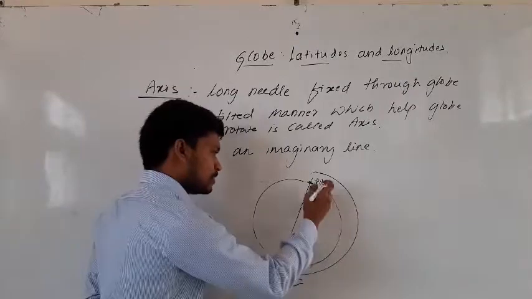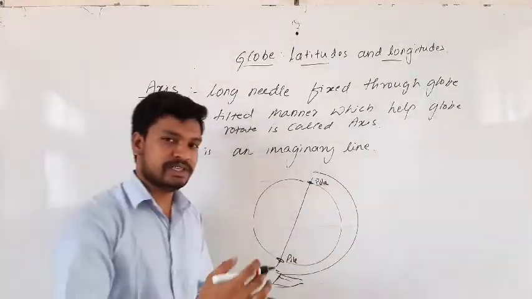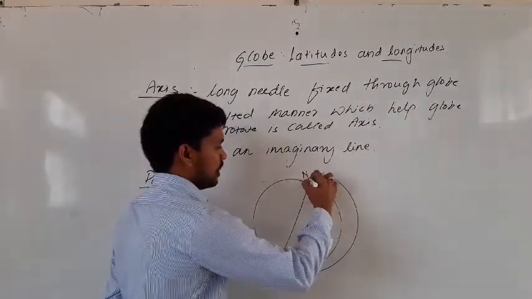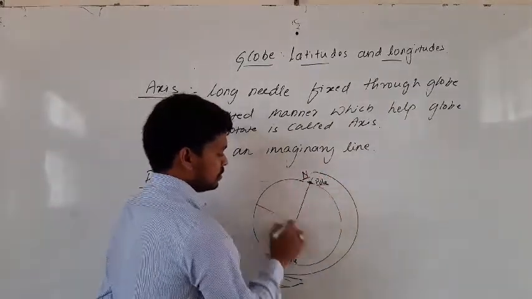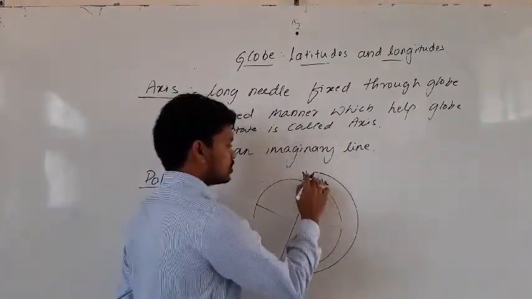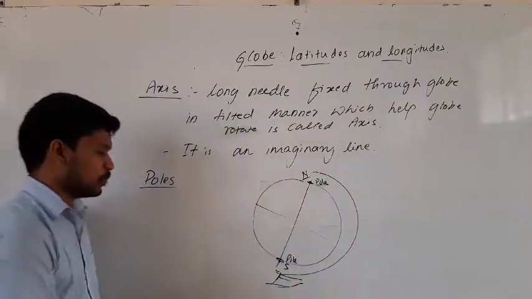Is that clear? So we have a name for each pole, according to the directions. Yes, it's the North Pole. Why? Because it is in the northern direction. So there is a northern hemisphere and a southern hemisphere. The pole in the north is called the North Pole, and here we have the South Pole. So there are two poles.